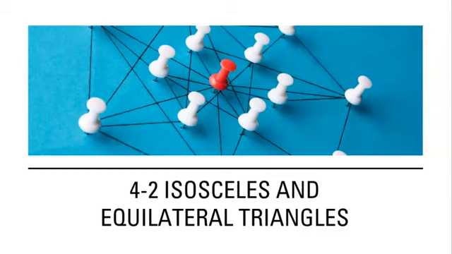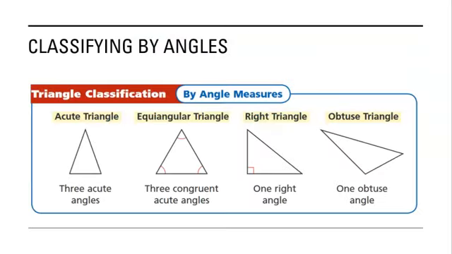Hello everyone, and welcome to Geometry Lesson 4.2, Isosceles and Equilateral Triangles. We're going to start out this lesson with some review of some terms that hopefully you remember from previous years of learning. Triangles can be classified by their angle measurements or their side lengths.